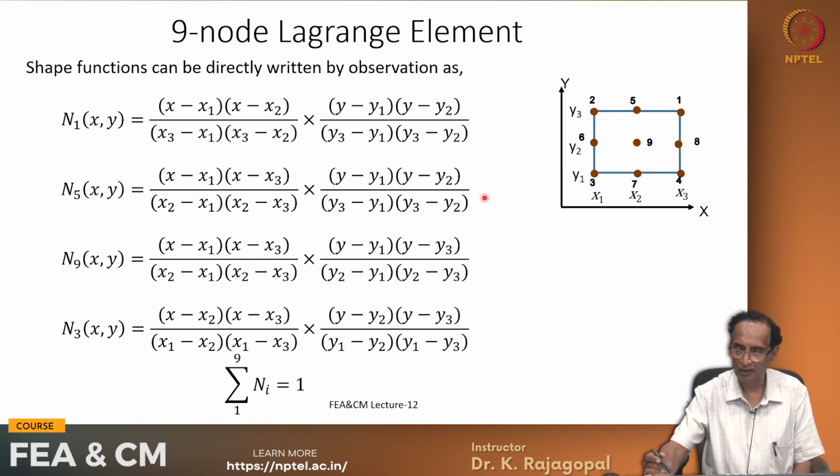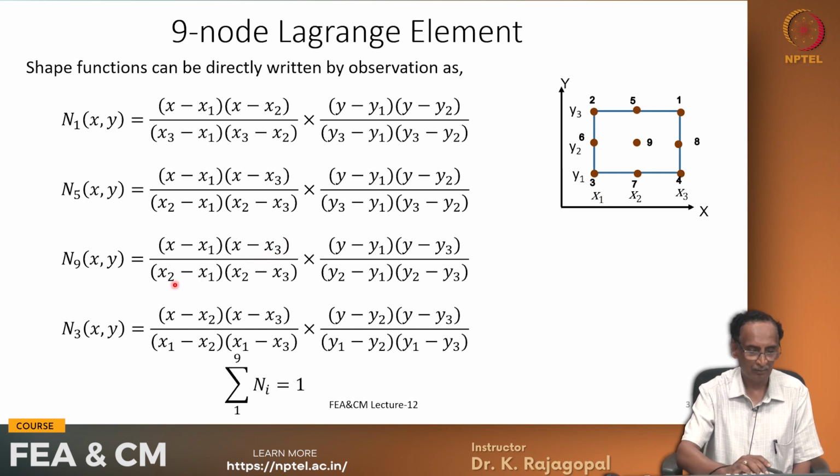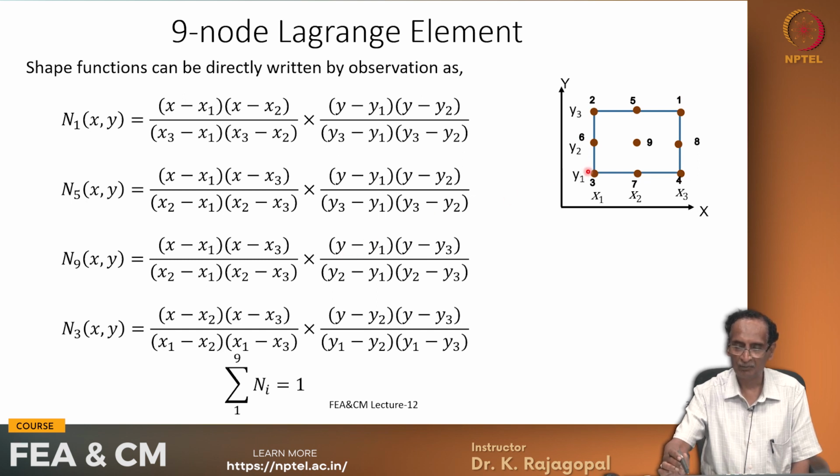And let us look at node 9 where the coordinates are x 2 and y 2. So, the shape function in the x direction will be x minus x 1 multiplied by x minus x 3 divided by x 2 minus x 1 and x 2 minus x 3, and in the y direction we have y minus y 1 and y minus y 3 divided by y 2 minus y 1 times y 2 minus y 3 and so on. Okay. And the sum total of all the shape functions will be exactly equal to 1.